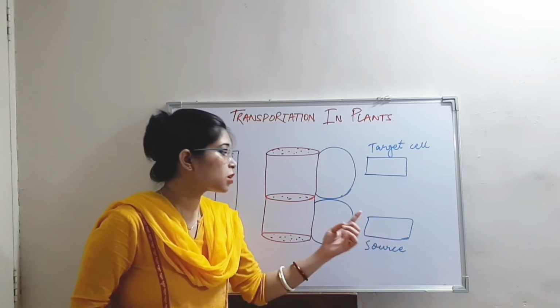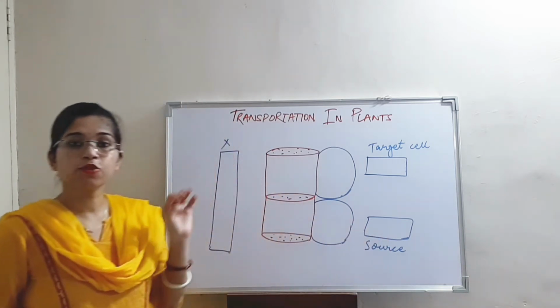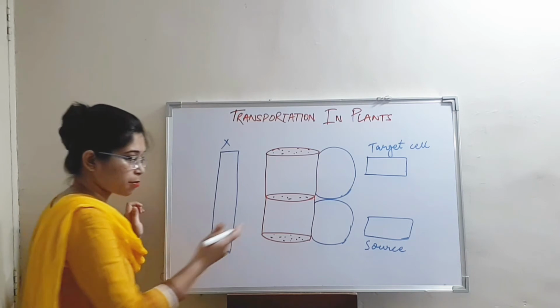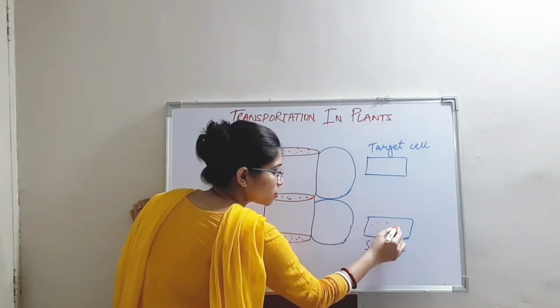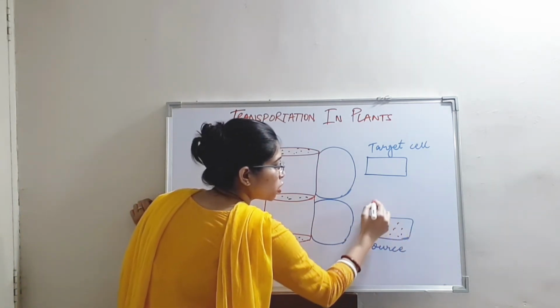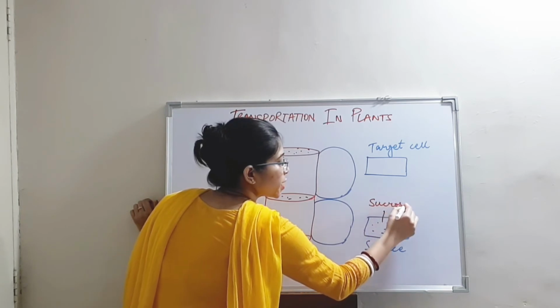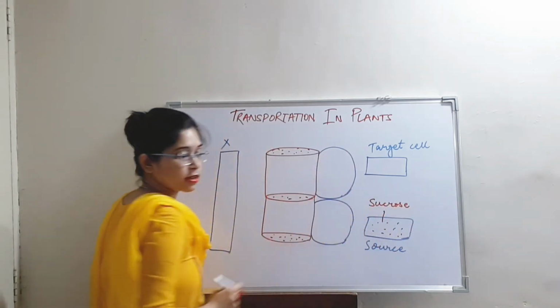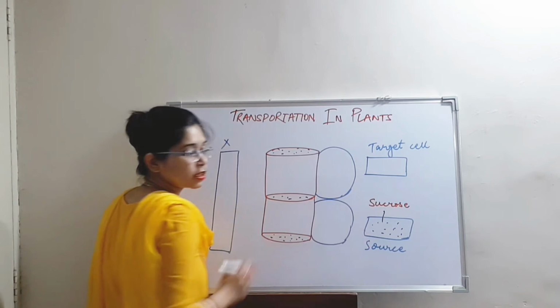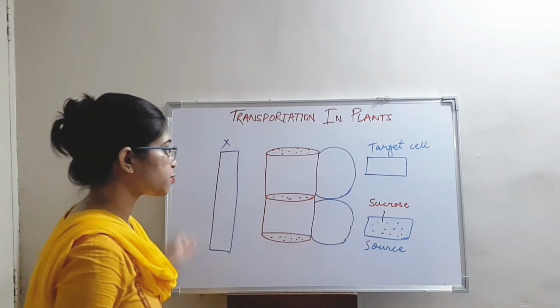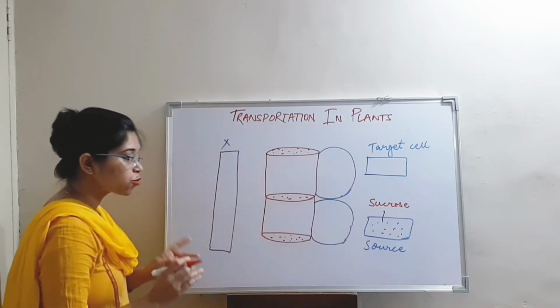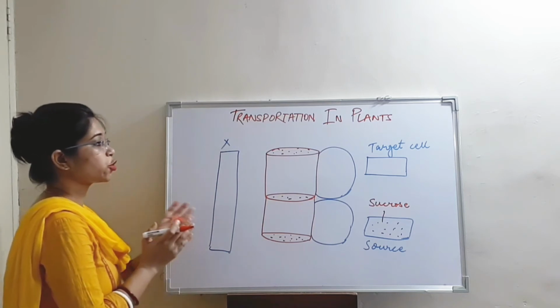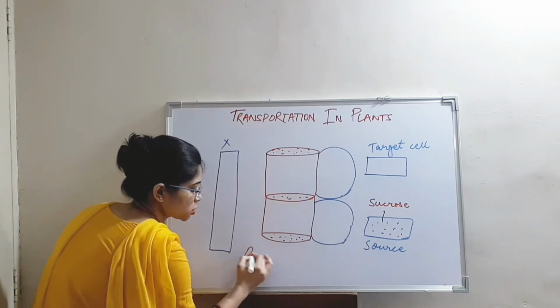Now this is the source, meaning the cell where the food particles are present. For example, this is the cell of a leaf. These are the sucrose molecules which have to be transported to the target cell. It cannot go directly, that is why this process is present. Now I would like to brief you about a term that is going to take place here, that is osmosis.